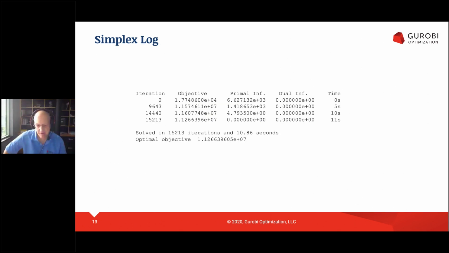If you look at the log from the simplex algorithm, this is a Gurobi log, you've got the current objective for the current vertex, for the current solution. You've got the primal infeasibility and the dual infeasibility, and when both are 0, then you've found an optimal solution. The number of iterations in simplex is typically measured in the tens of thousands, or potentially hundreds of thousands or millions. So lots of very cheap iterations.